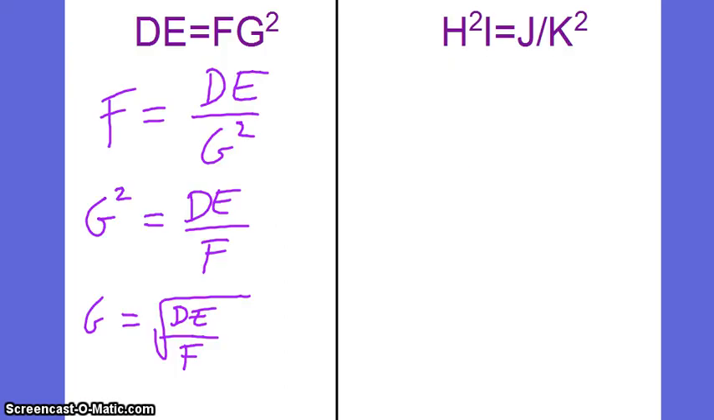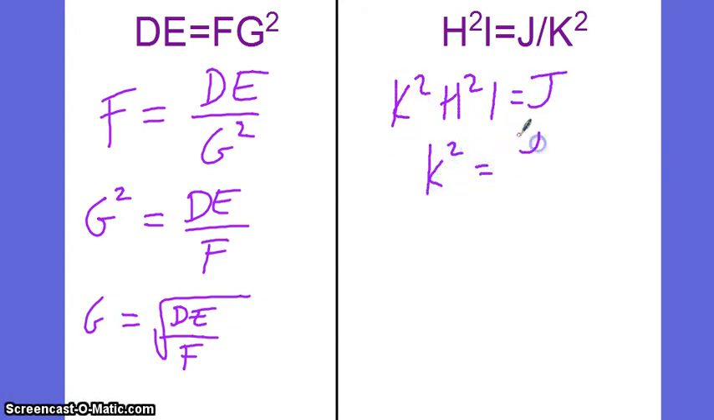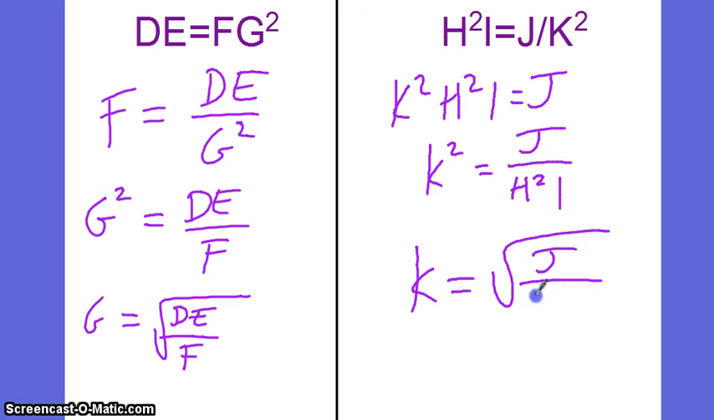The last one, to get K squared. Okay, so K squared is on the bottom again. So first thing we've got to bring K squared up to the top, so we get K squared H squared I equals J. Then we want to get K squared on its own, so we get K squared equals J over H squared I. And then the last thing, we just square root. Okay, so that's it really. Tricky bit with the squared is always to sort the squareds out last. Apart from that, you should be fine.